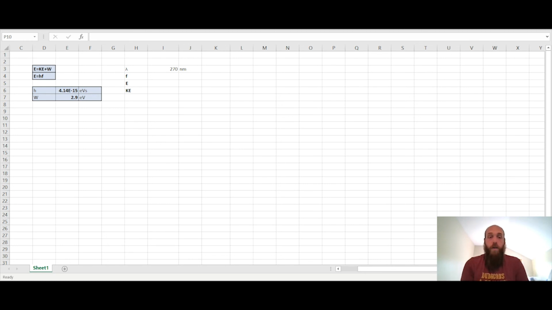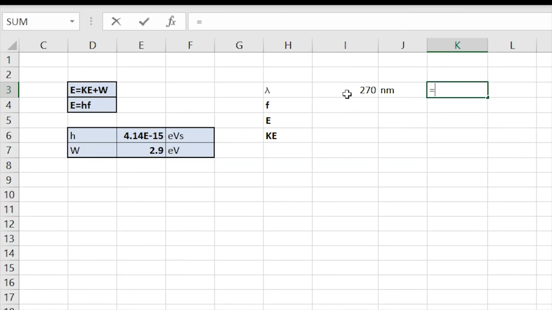So for me, the first step is going to be calculating that wavelength from 270 nanometers into just meters. And the way that we're going to do that is by remembering that each nanometer is 1 times 10 to the negative 9 meters. And so this is our wavelength converted into just plain old meters.